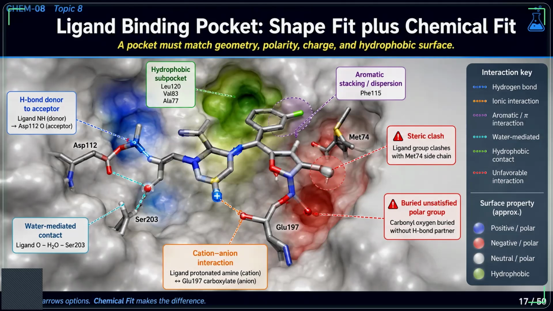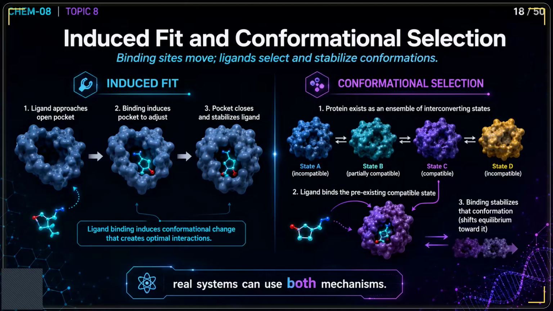Cation and ion interactions, water-mediated contacts, hydrogen bonding, hydrophobic pockets, and pi-pi aromatic stackings are going to confirm this, and steric clashes may occur. Ligand group clashes may occur with methionine side chains, or there might be buried unsatisfied polar groups, which is going to destabilize a protein or an enzyme. Induced fit is like a handshake.